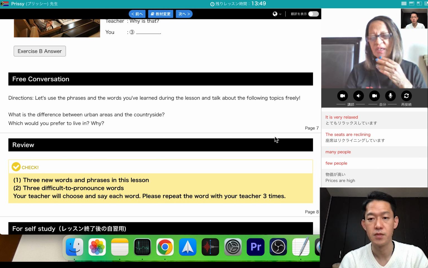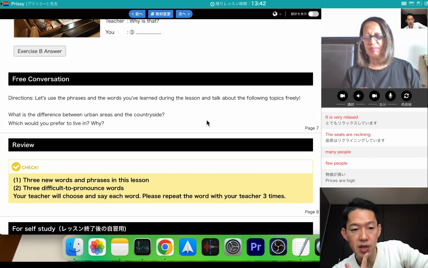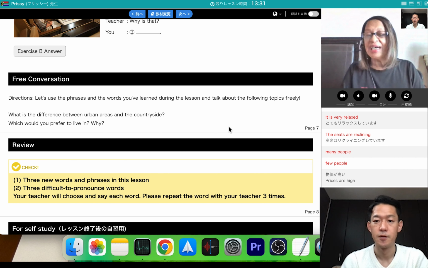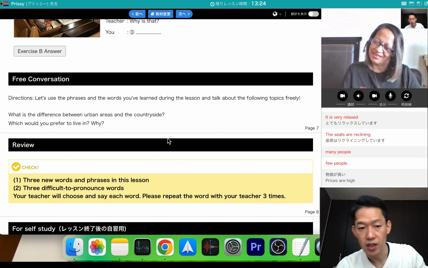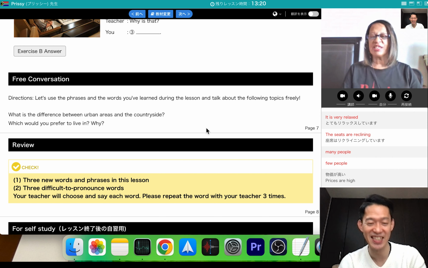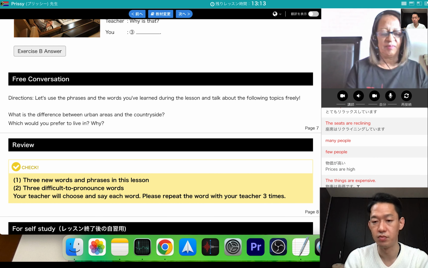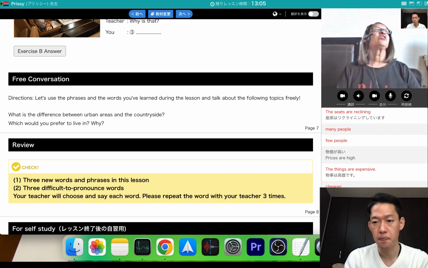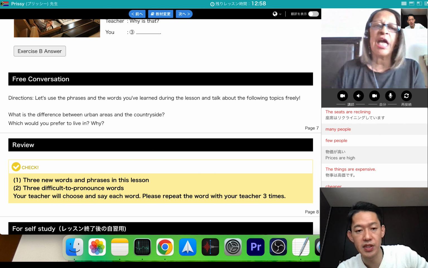Let me translate for you there. Urban area is... Prices are high. Okay, yes. Same like things are expensive. The prices are high, higher than in the countryside, right? Countryside is low price. Cheaper prices. Very affordable living. Yes, very affordable. Affordable living. Because I believe in the city, you pay a lot of money to rent or to buy a house. Yes, I see.